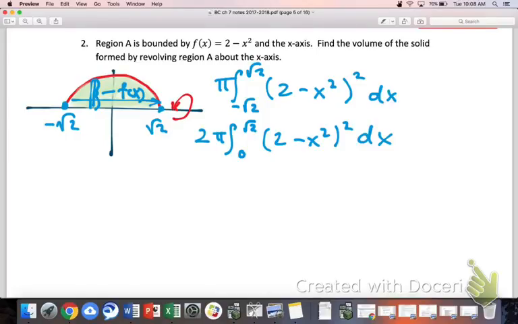Here we go. So if we are going to FOIL that, we get 2 pi integral from 0 to root 2, and then it would be 4 minus 4x squared plus x to the 4th dx. Make sense?